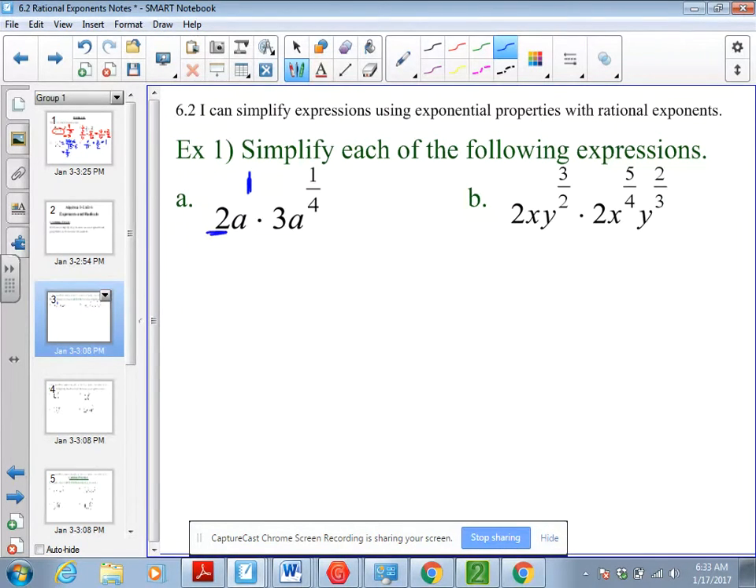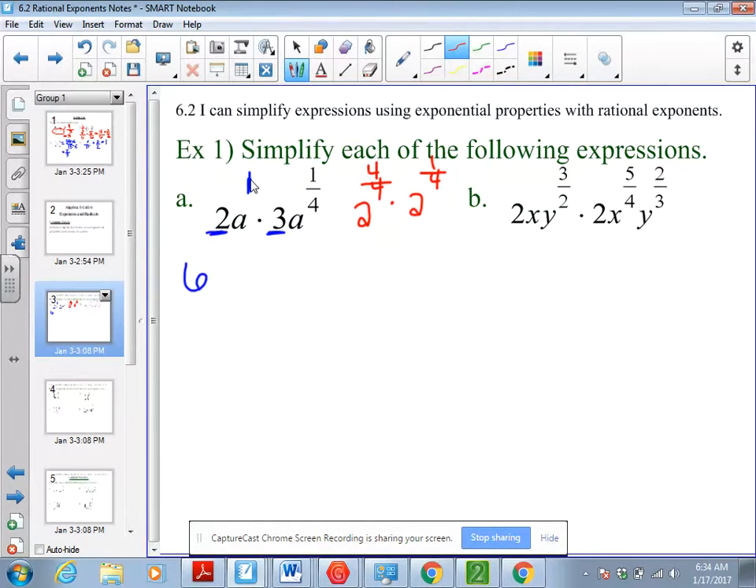So we know that when we combine our coefficients, we multiply them as normal. So my coefficient will be 6. Now, the product property tells us that we add our exponents. So I need to have a common denominator. I'm going to make this one have a denominator of 4. If it's 1, I can make it have a denominator of 4 by making the numerator the same thing, 4/4, which simplifies to 1. So this is a to the 4/4 times a to the 1/4.